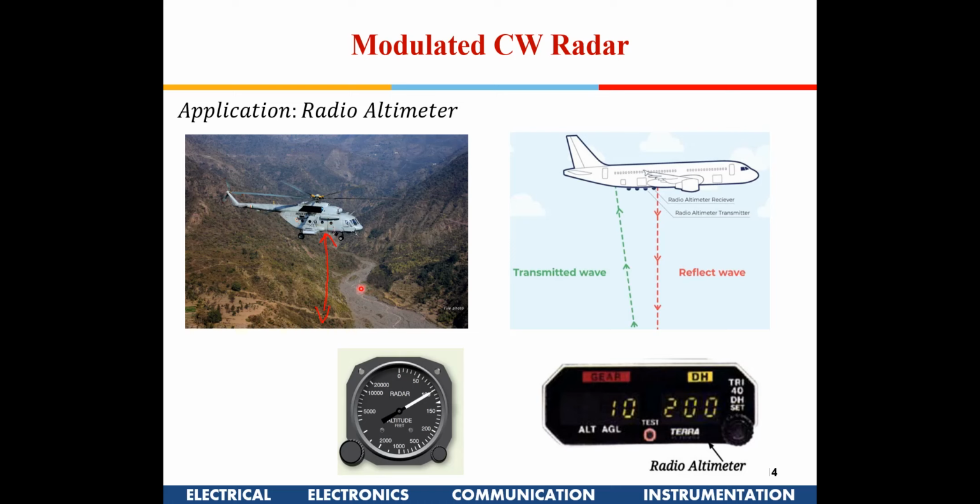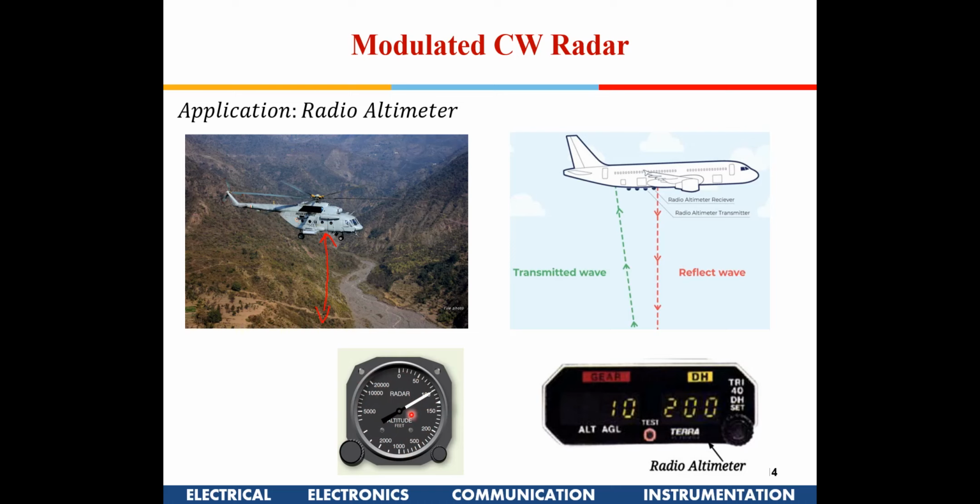But when we are flying over hilly terrain, you are not interested in that. You are more interested in the actual height from the ground level, so that there is no collision. So this is more important for us. In that case, we can use a CW radio altimeter. You transmit a signal, you receive a signal, and with that you can compute the range. So you have a radio altimeter. If you see here, it is written radar altitude in feet.